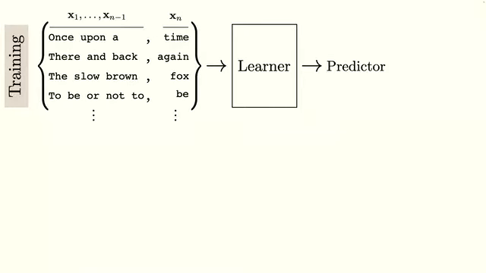So when you're actually training one of these autoregressive models, you might have a bunch of different examples of sentences, right? And then the beginnings of sentences and then the next word.